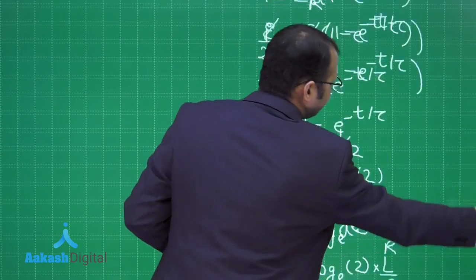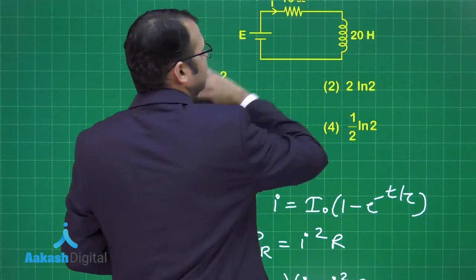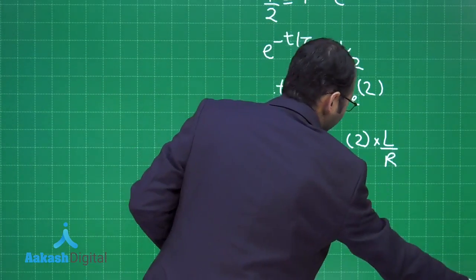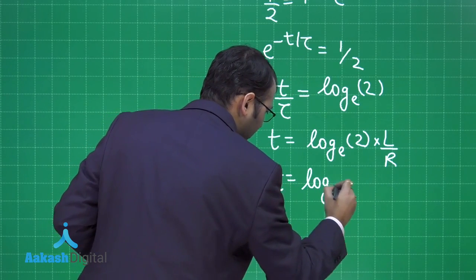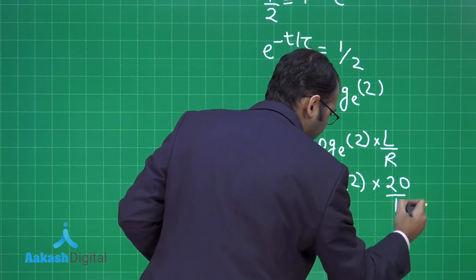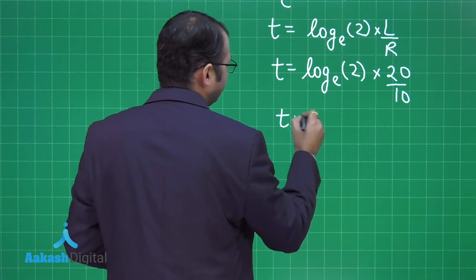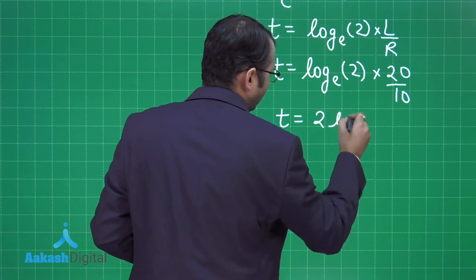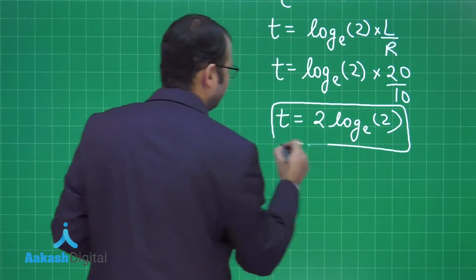Now what is the value of L here? If you see, the value of L is given as 20 and R is given as 10. So I will simply write time will be equal to natural log base e of 2 into 20 by 10. On solving this, you will get T is equal to 2 natural log of 2. This is our final answer.